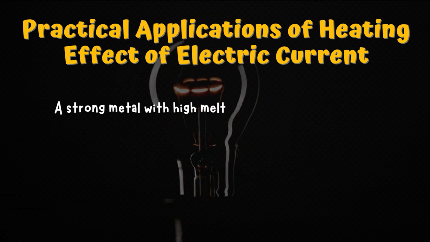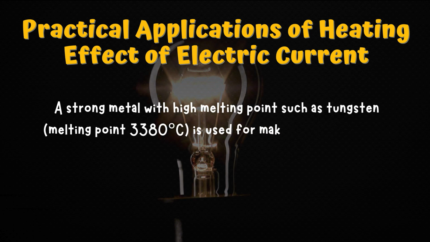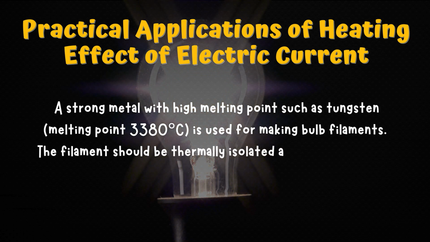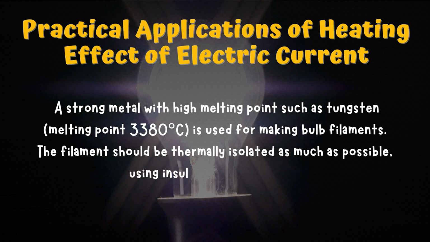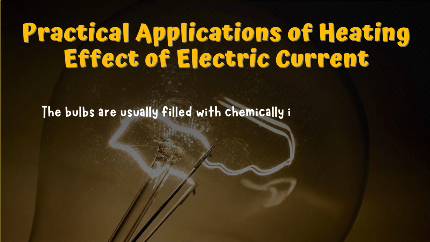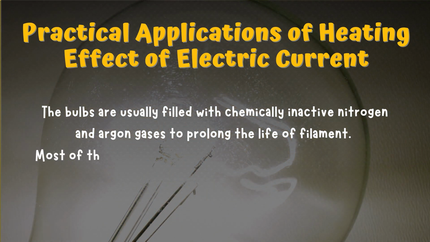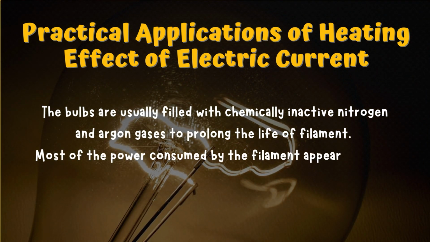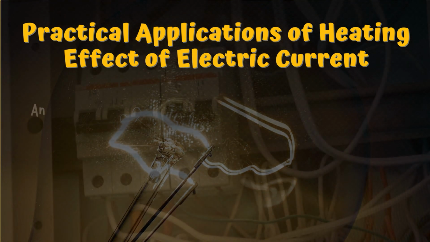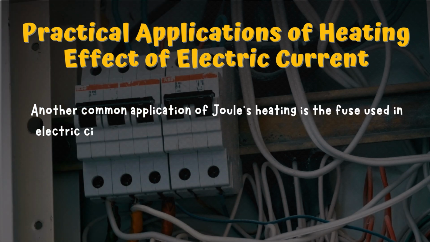A strong metal with high melting point such as tungsten, melting point 3380 degrees Celsius, is used for making bulb filaments. The filament should be thermally isolated as much as possible, using insulating support, etc. The bulbs are usually filled with chemically inactive nitrogen and argon gases to prolong the life of filament. Most of the power consumed by the filament appears as heat, but a small part of it is in the form of light radiated. Another common application of Joule's heating is the fuse used in electric circuits.